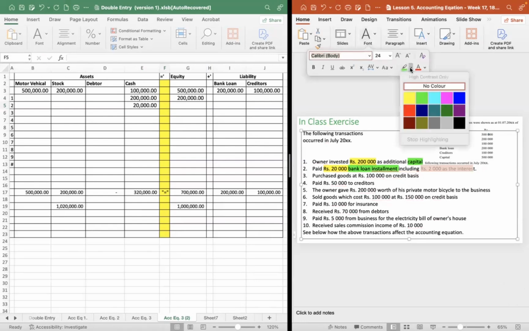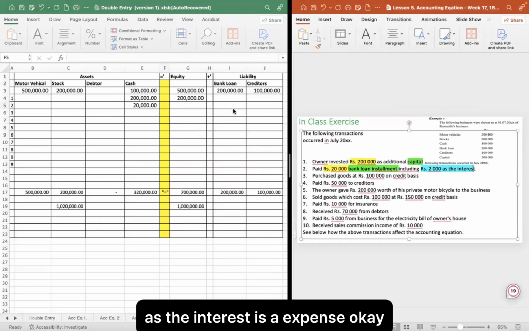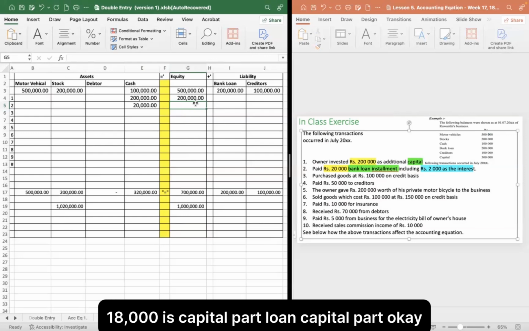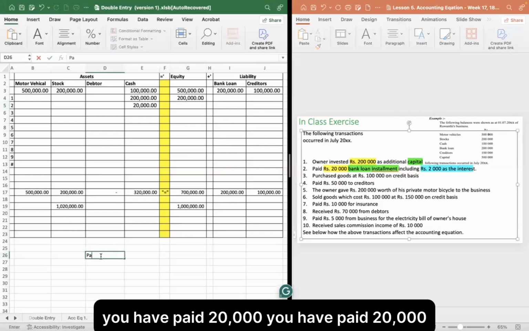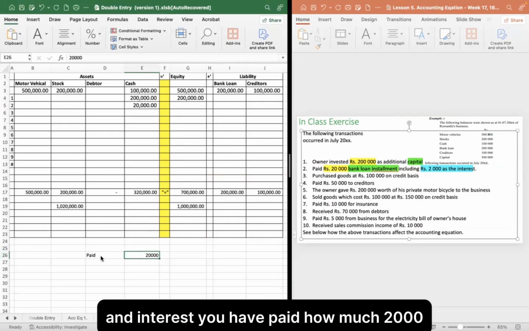So here what happens is this rupees 2,000 as the interest is an expense. Okay, your expense. So you have paid 20,000. There 2,000 is interest and the balance 18,000 is the loan capital part. You have paid 20,000, and interest you have paid how much? 2,000.